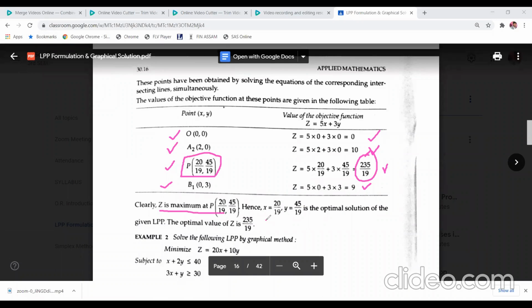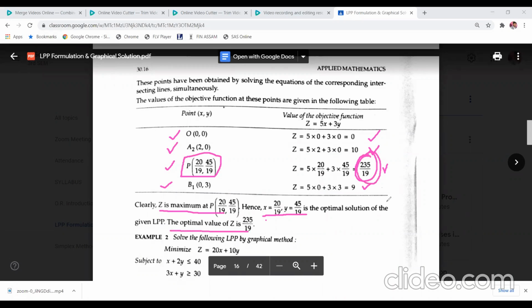Hence, x is equal to 20 by 19 and y is equal to 40 by 19 is the optimal solution of the given LPP. And the optimal value of z is 235 by 19.